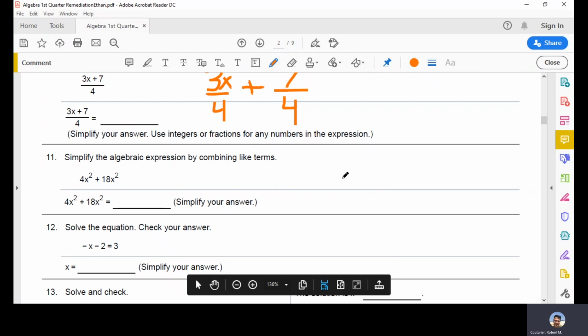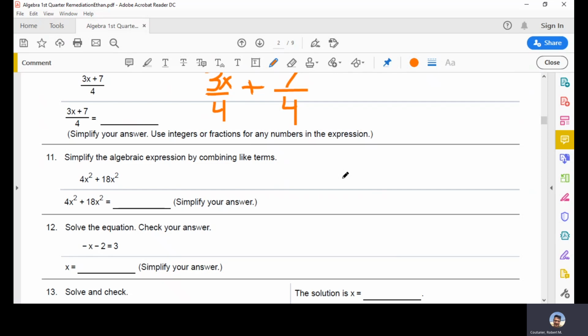Now, if we look at the next one, this is what we did in the very last question from the first part of our review. They said simplify the algebraic expression by combining like terms. First off, do we have like terms? So we look at the variables. Both variables have the same base, that's x.